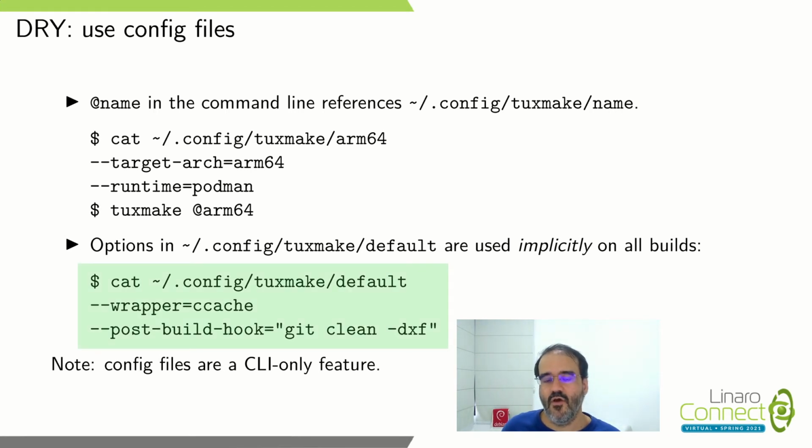So if you have options that you want on every single build, then you can store that in the default configuration file, and that gets loaded on all builds. So for instance, here I have, for all my builds, I want to use Ccache as a compiler wrapper to cache compilation results, and I also want always to do a git clean on the source directory after the build using the post-build hook option.